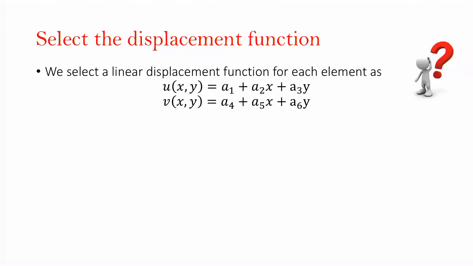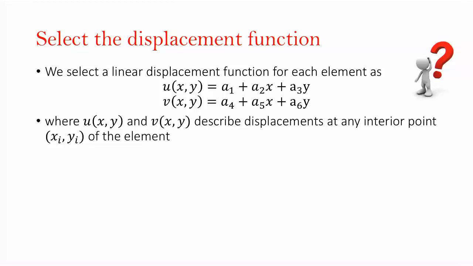So if you remember about the truss element, in that case, we only have two nodes, and each node has 1 degree of freedom. Then we only had 2 unknown coefficients, A1 and A2, for the truss element and the K and the spring element. But here, for the 2D triangular one, we have in total for u and v, 6 unknown coefficients. So basically, u(x,y) and v(x,y) tell us the displacement at any interior point in the triangular element.